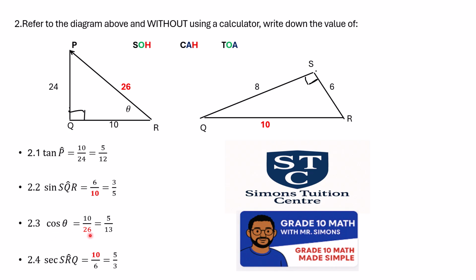Then they want cos theta. I assume you saw in the previous drawing, theta is in this triangle here. So if we work from theta, we want cos. Cos is adjacent over hypotenuse, A over H. Adjacent to it is 10. The hypotenuse is always across from the 90 degree angle, in this case 26. So cos theta equals 10 over 26, which simplifies to 5 over 13. If you punch 10 over 26 into your calculator and press equals, it should give 5 over 13.